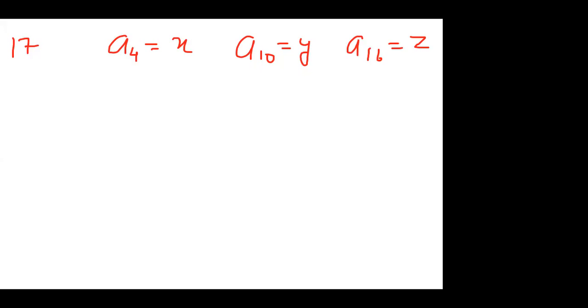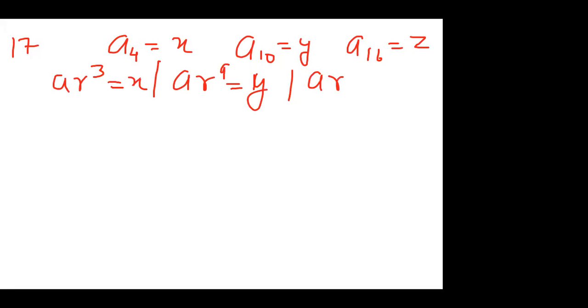The 4th term means a r to the power 4 minus 1, a r to the power 3, which equals x. The 10th term, a r to the power 9, equals y. The 16th term, a r to the power 15, equals z. So we have got an idea what x, y, z are exactly. Now we need to prove x, y, z are in GP.